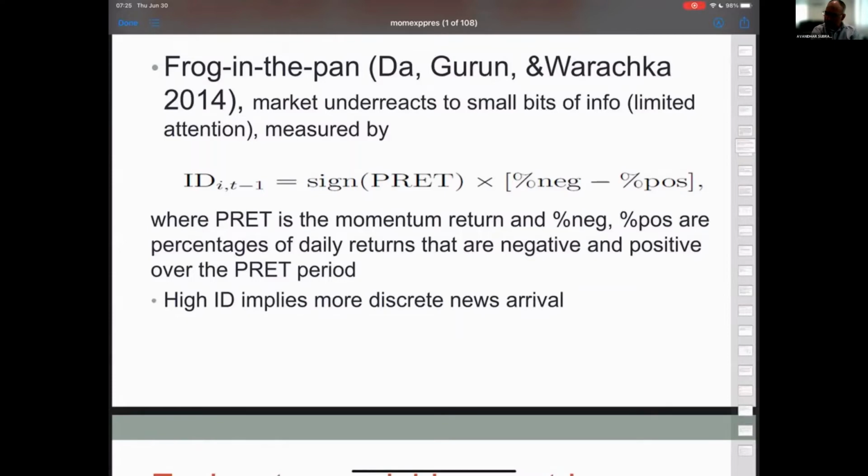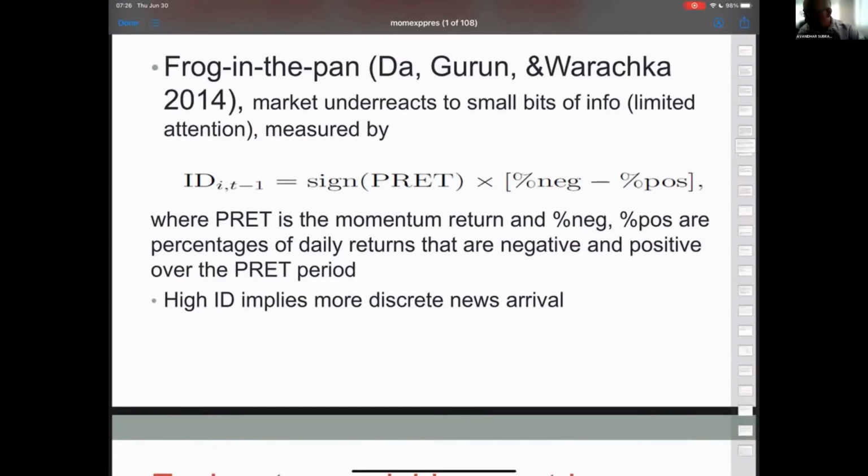Now, how does this measure news arrival? Let's suppose that the sign of PRET is negative, right? And the number in brackets is positive, so that there are many more negative news days than there are positive news days, right? Okay, so the total product will be then positive because... sorry, I apologize.